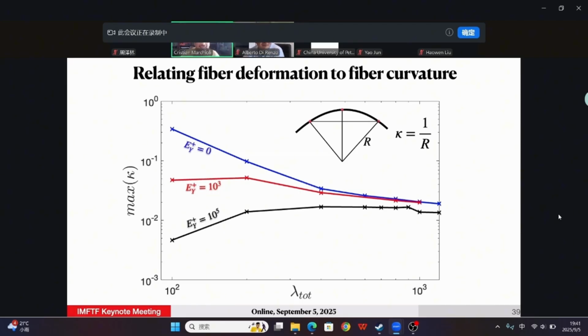No problem. Yes, so what I was saying is that we can try to relate or include also the effect of length on the type of deformation that the fibers can undergo. And this is shown here in this plot.